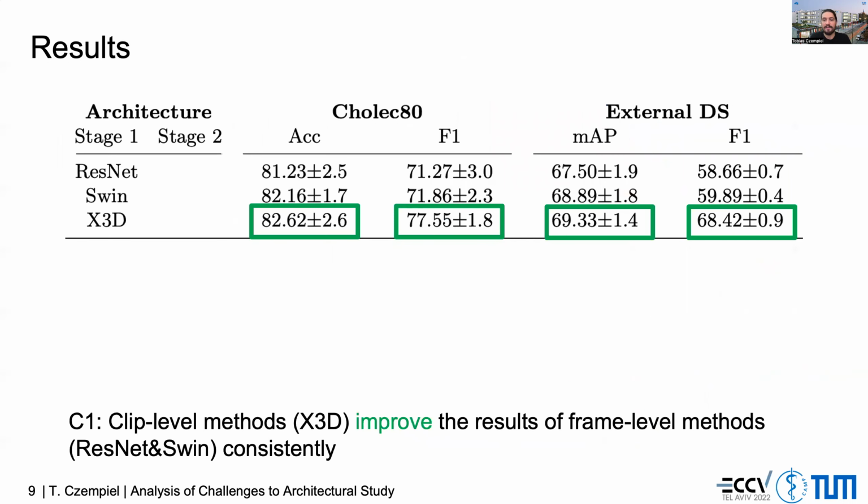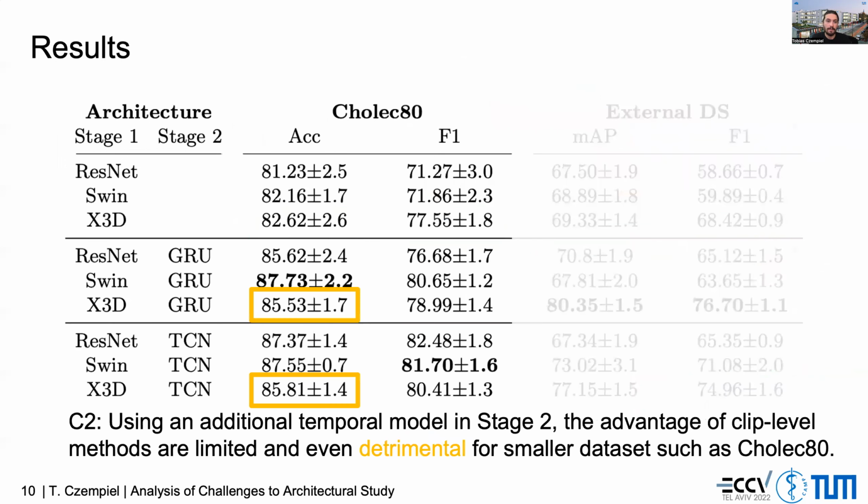After this analysis, we wanted to see if our hypotheses about the different configurations align with our experiments. Firstly, we see that indeed the small temporal context of clip level methods can improve the results of a purely frame level prediction. However, when adding a stage 2 temporal model to the pipeline, the clip level advantages can disappear and might even be detrimental for the results when using smaller datasets such as Cholec80.